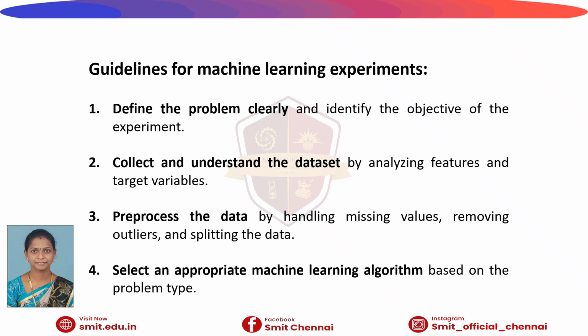Machine learning experiments should follow a systematic procedure to obtain reliable and accurate results. The first step is to clearly define the problem and understand the objective of the experiment. Once the objective is known, suitable data and algorithms can be selected to solve the problem effectively.